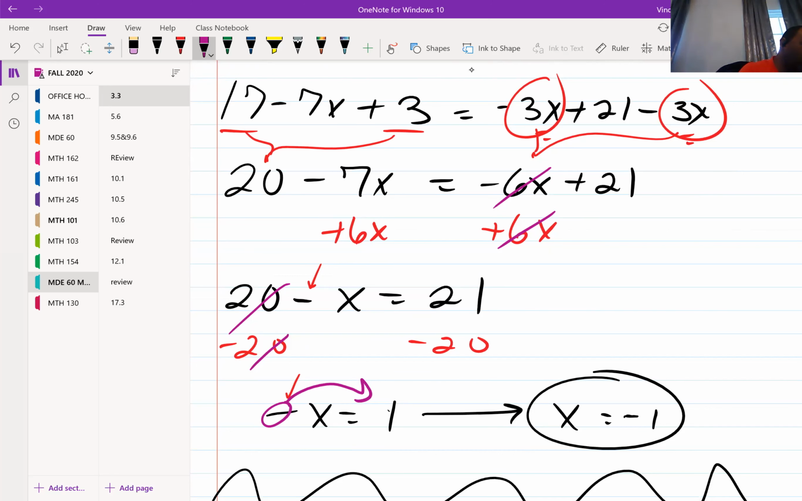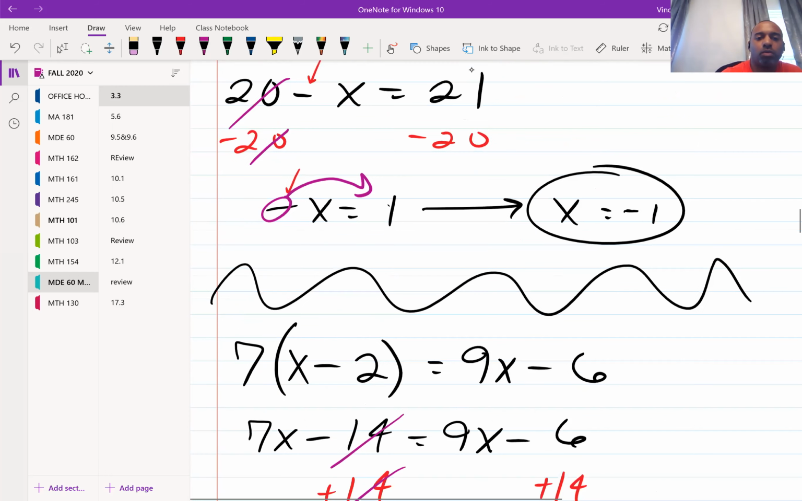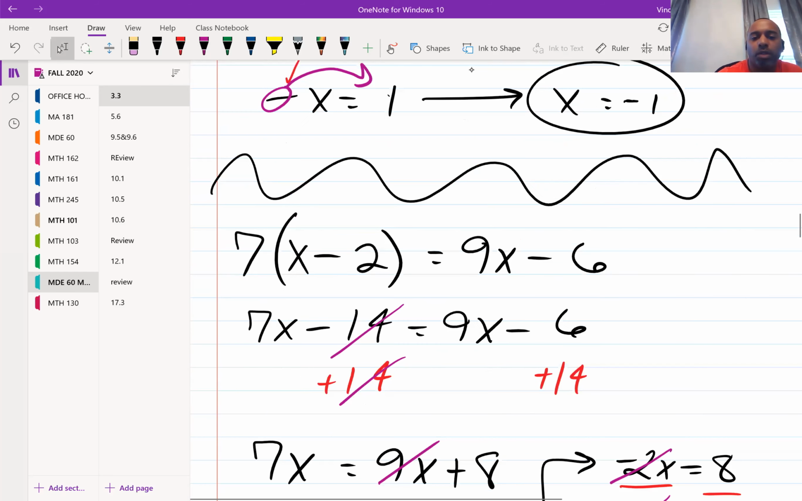Any problems? All right. Let's look at another one. Hold on 1 second. Looking at double fractions. Okay.